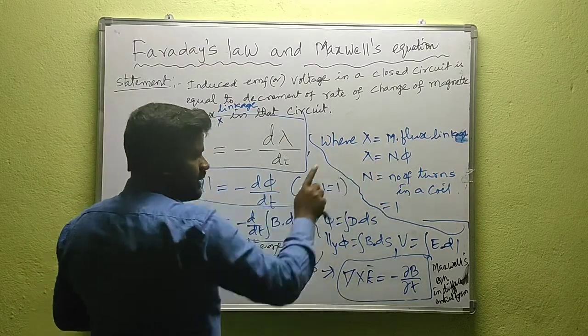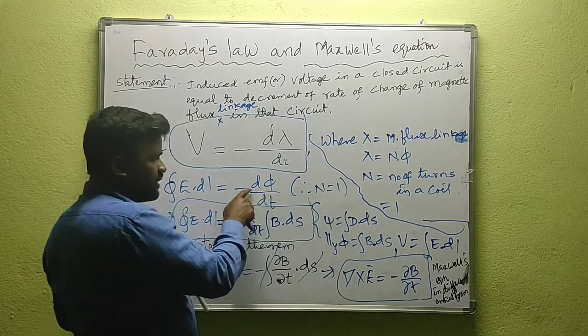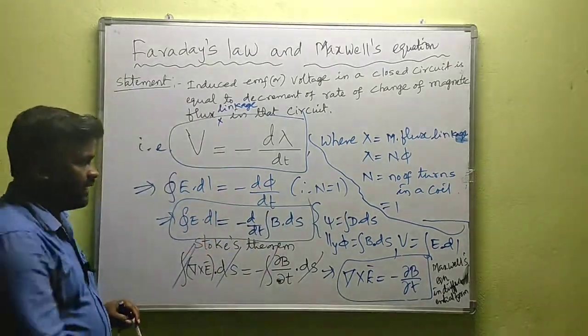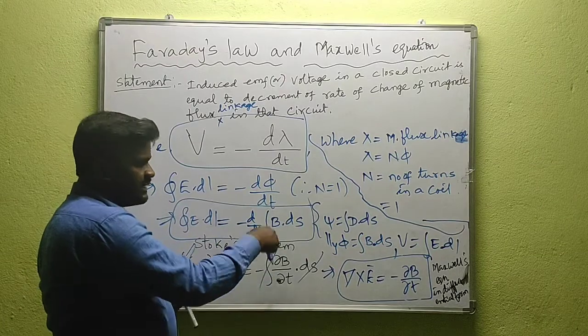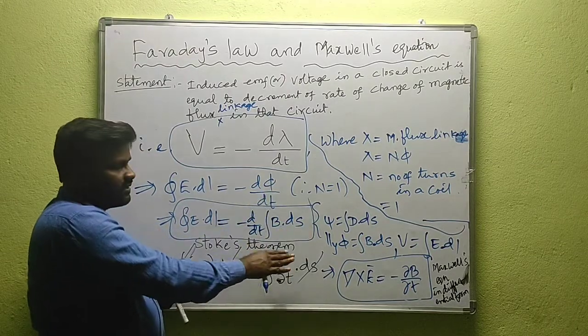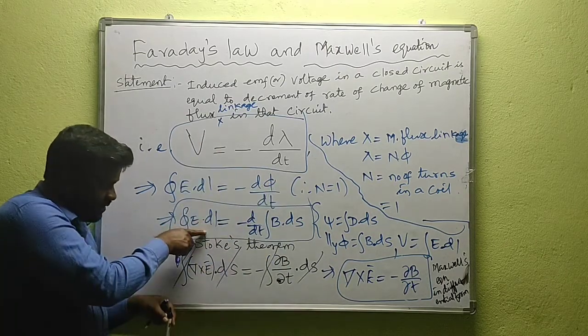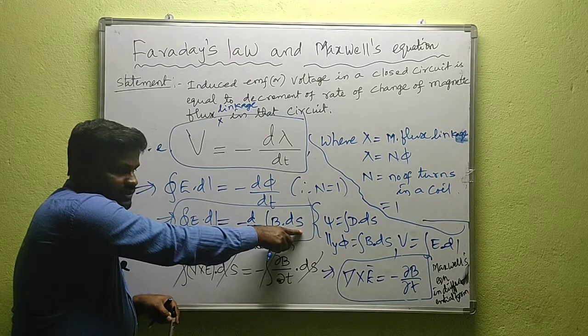Lambda can be written as N psi, that is flux linkage. If I take N as 1, then this becomes what? Minus d psi by dt. Now let us write psi in terms of its flux density, magnetic flux in terms of the flux density, surface integral of magnetic flux density equals the magnetic flux. Let us simplify this one, and here we have closed line integral, on this side we have the surface integral.